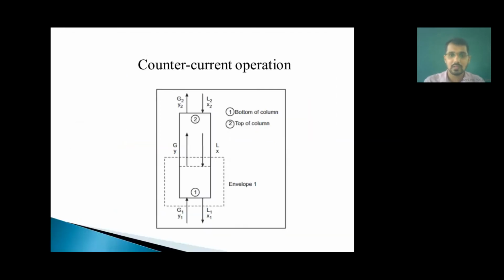So you can see, I'm showing you two figures now. The concept is clear, now you can see the figures. In the counter current operation, you can see here the liquid is coming from the top section to the bottom section, and the gaseous stream is coming from the bottom section to the top section. Okay, one represents one part of the envelope, one represents the mass transfer operation in the bottom section.